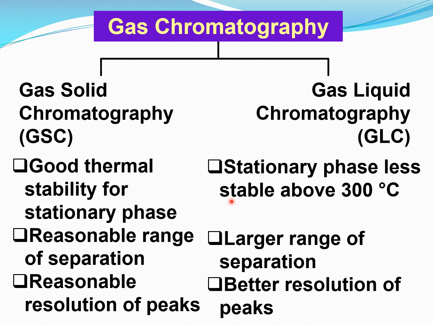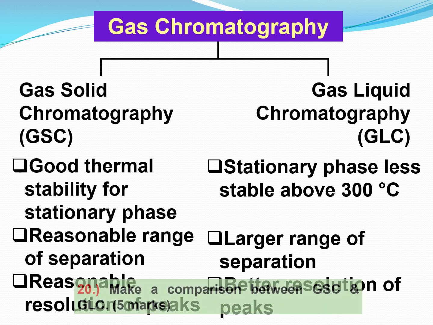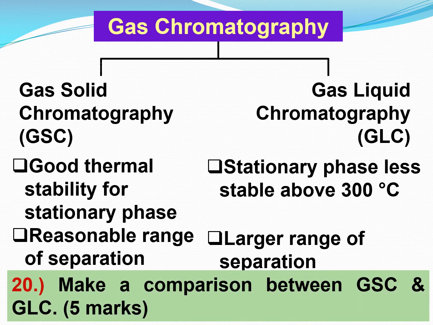Generally, capillary columns are used in GLC, whereas packed columns are used in GSC. The instrument is the same, only the column will be different. Same instrument, you can change the column, and you will get GSC and GLC. So that is gas chromatography. Make a comparison between GSC and GLC. This is a question that can be asked for a university exam.